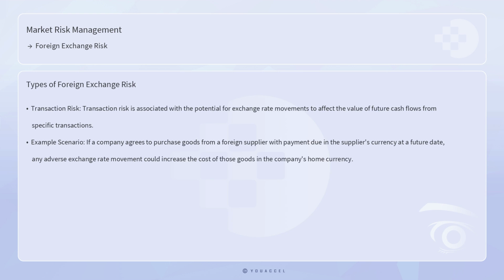Foreign exchange risk can be categorized into three main types: transaction risk, translation risk, and economic risk. Transaction risk is associated with the potential for exchange rate movements to affect the value of future cash flows from specific transactions. For example, if a company agrees to purchase goods from a foreign supplier with payment due in the supplier's currency at a future date, any adverse exchange rate movement could increase the cost of those goods in the company's home currency.